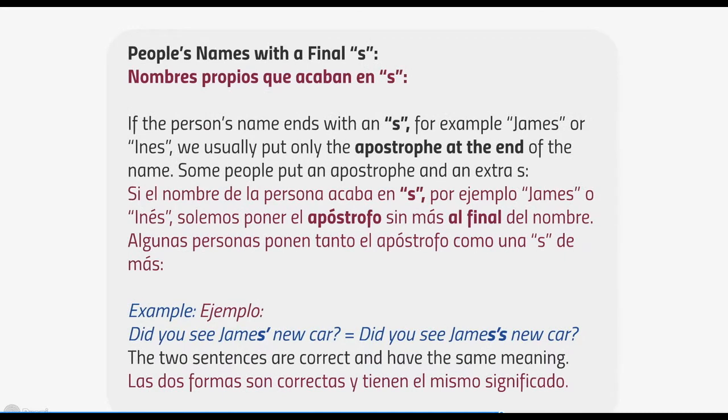People's names with the final S. If the person's name ends with an S, for example, James or Inez, we usually put only the apostrophe at the end of the name. Some people put an apostrophe and an extra S. Example. Did you see James' new car? Did you see James's new car? The two sentences are correct and have the same meaning.